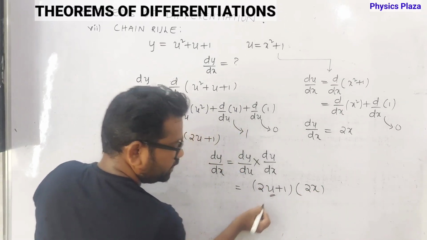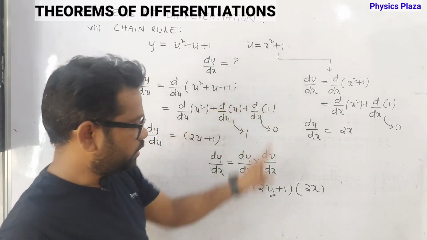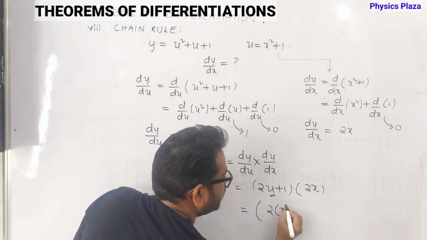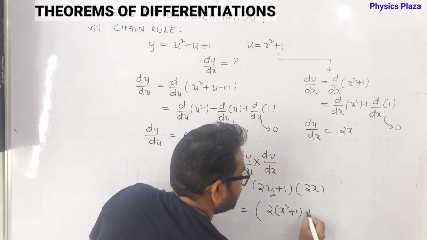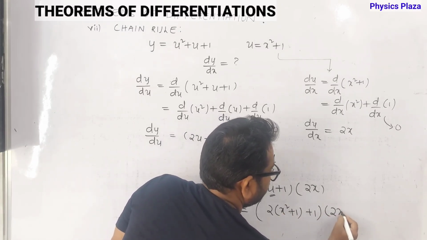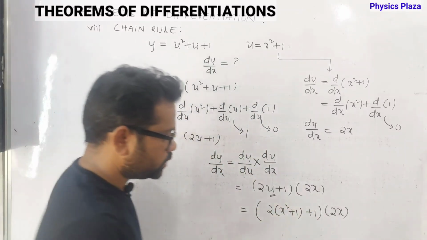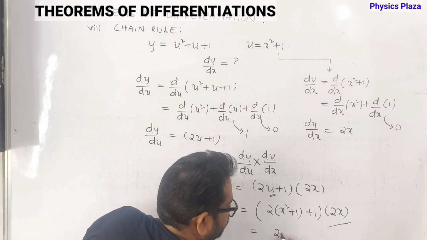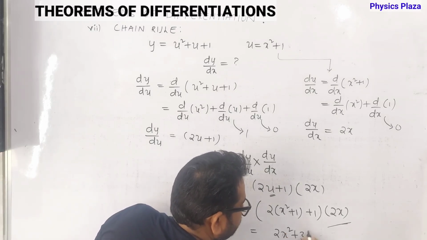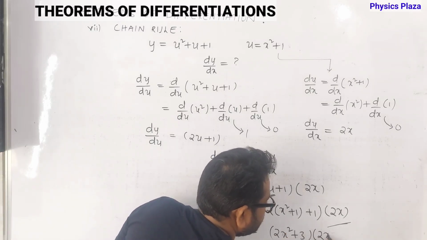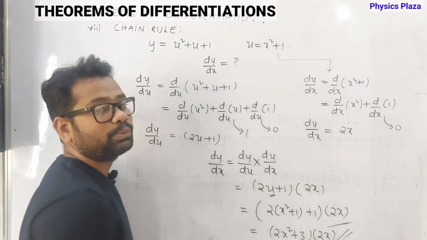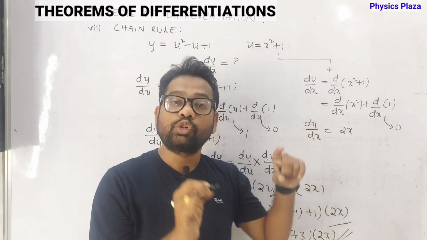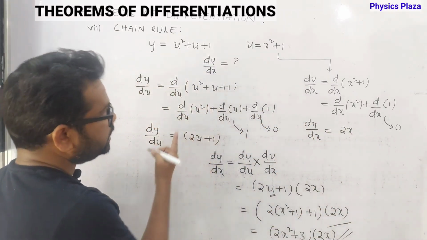But children, what is the u value? U value is x square plus 1. You substitute in this, so you are going to get 2 into x square plus 1, plus 1, into 2x. If you want, you can simplify more. What will you get if you simplify? You will get 2x square plus 3 into 2x. Still you can simplify further also. But our intention, children, is to know the formulae and how to apply them. This is called the chain rule.